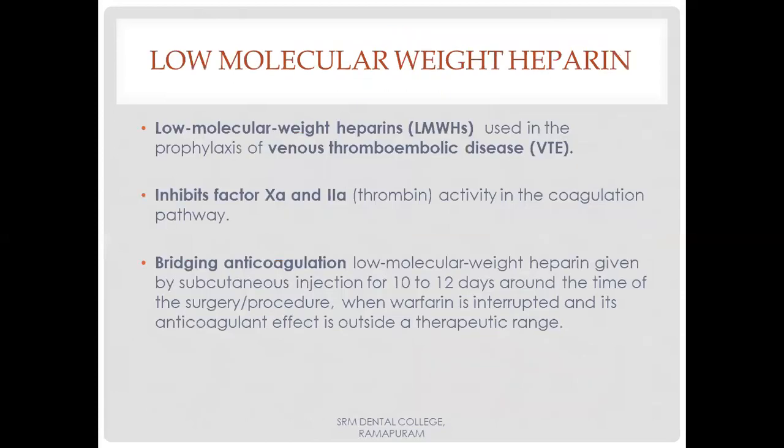Low molecular weight heparin is used as a prophylaxis for venous thrombotic diseases. It inhibits factors 10A and 2A in the coagulation pathway, and it is used as a bridging therapy. Low molecular weight heparin is given as a subcutaneous injection for a period of 10 to 12 days around the time of the surgery, while warfarin is first interrupted and then continued, so that the anticoagulation effect is outside the therapeutic range.